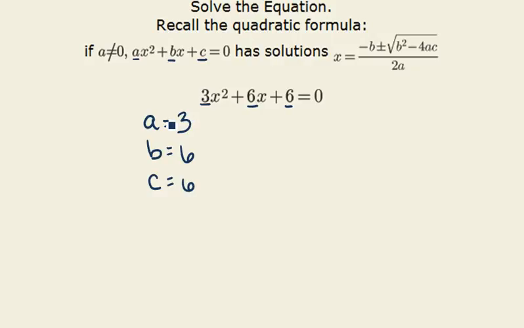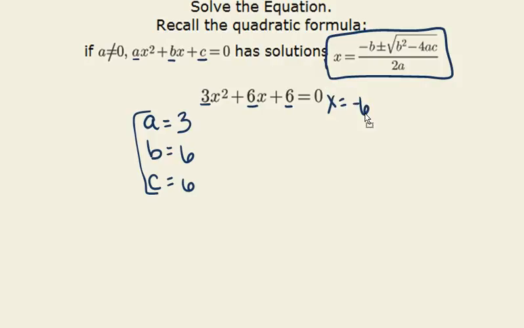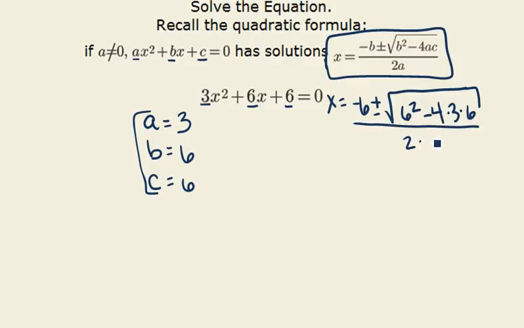Alright, so now that we have identified our a, b, and c, we can plug these numbers into our equation up here to figure out what x equals. So x is equal to negative b, which is negative 6, plus or minus the square root of b squared, so 6 squared, minus 4 times a, which is 3, times c, which is 6. That's all divided by 2 times a, which is 3 again.